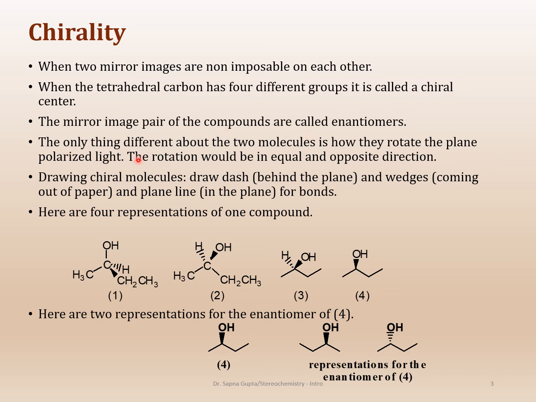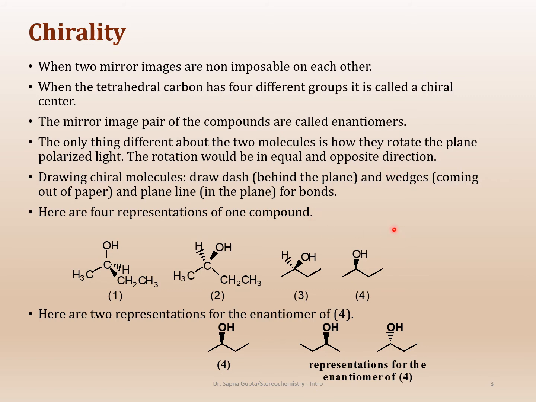We will talk about how it came about, but in any case, the only difference between the two molecules is how they rotate the plane polarized light. And they rotate it in equal and opposite directions. So if the original molecule is rotating it plus 30 degrees, then the mirror image is minus 30 degrees. So that's equal and in the opposite direction.